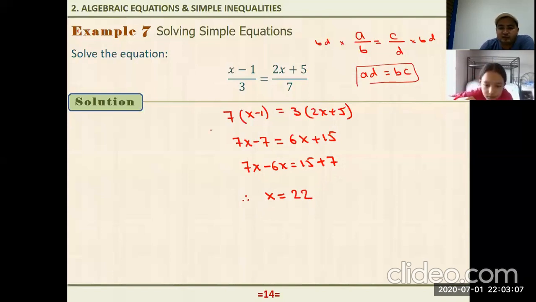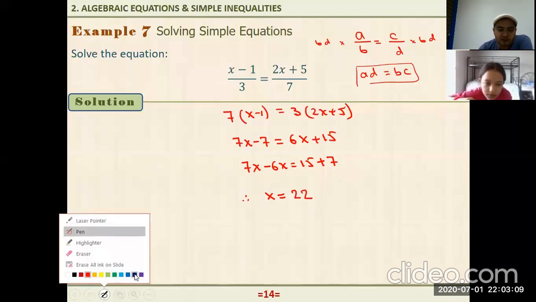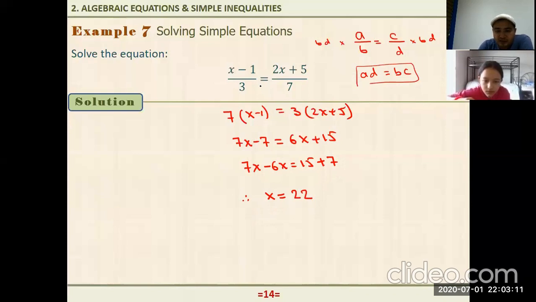So you can check this. If you substitute here, for example, is it the right answer or not? Does it make this a correct statement? If you substitute for x, what is x? 22. Here we have 22 minus 1 over 3. I don't know if it's equal or not. Here we have 2 times 22 plus 5 over 7.